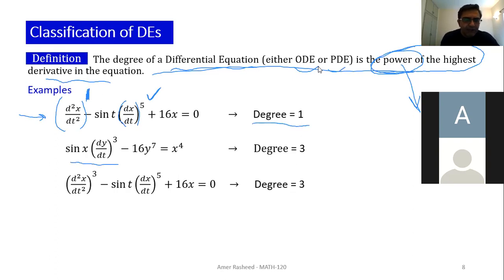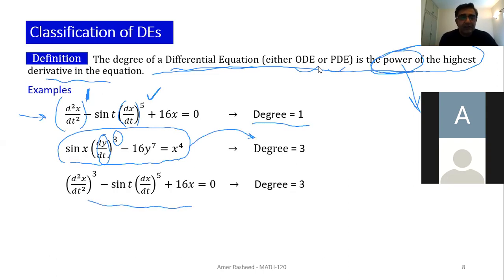Now, what is the power of the derivative in this equation? The highest order derivative is dy by dx, first order, and its power is what? It is 3. So its degree is 3. Now, in this case, what is first? The higher order derivative is this one, and what is its power? Its power is 3. So 3 should be the degree of that differential equation.